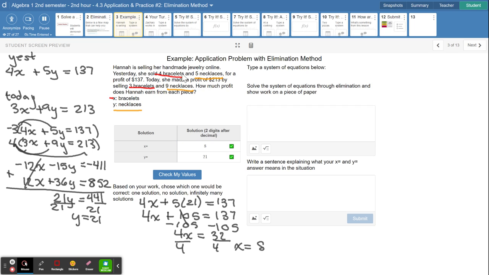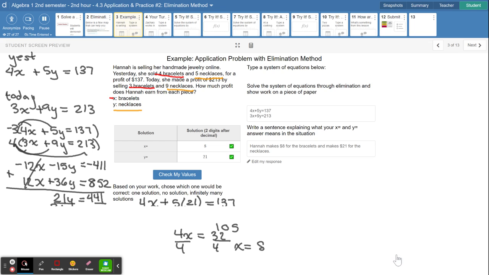And how I know that is I'm going to go back and look at the actual question. It says, how much profit does Hannah make? So for each item, Hannah makes $8 for the bracelets because that's our X, and then $21 because that's our Y for the necklaces. And then it won't let you hit submit until you actually type in the equations that we came up with in the beginning. And then there you go.